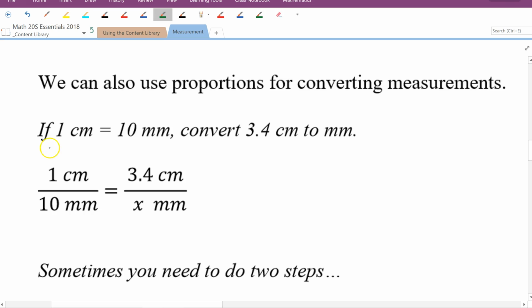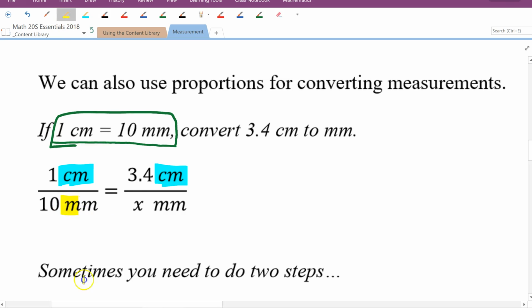It says here, if 1 centimeter is equal to 10 millimeters. Okay, so that's the part that we're given. Convert 3.4 centimeters to millimeters. Now the thing to watch for is to make sure that the top of your fraction is using the same kind of units. They're both using centimeters, and in this case the bottom is both using millimeters. That's the important part to set up. It doesn't matter if you put centimeters on the top or on the bottom, it's just about being consistent.